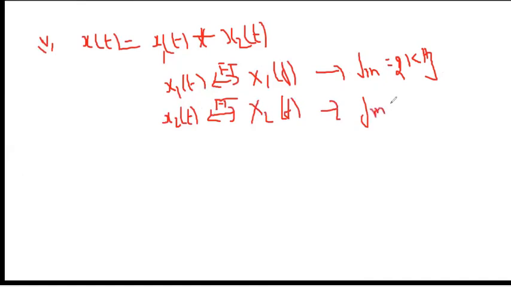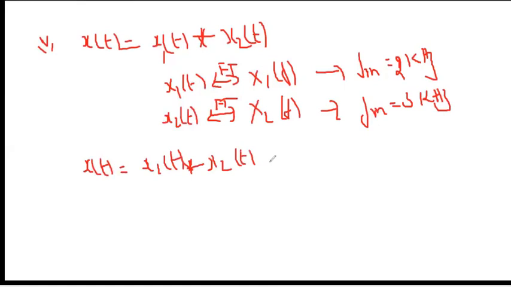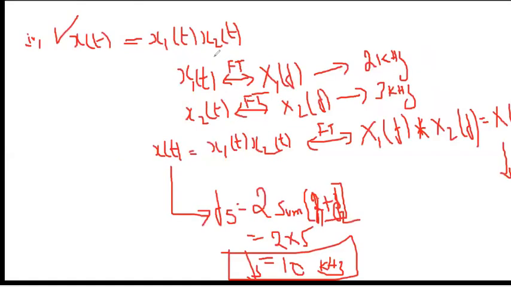The maximum frequency, 3 kilohertz, is given. Now take x of t, which is the convolution of the signals x1 of t and x2 of t. The Fourier transform: convolution in time, my dear students. We already know this property: convolution in time means product in the frequency.